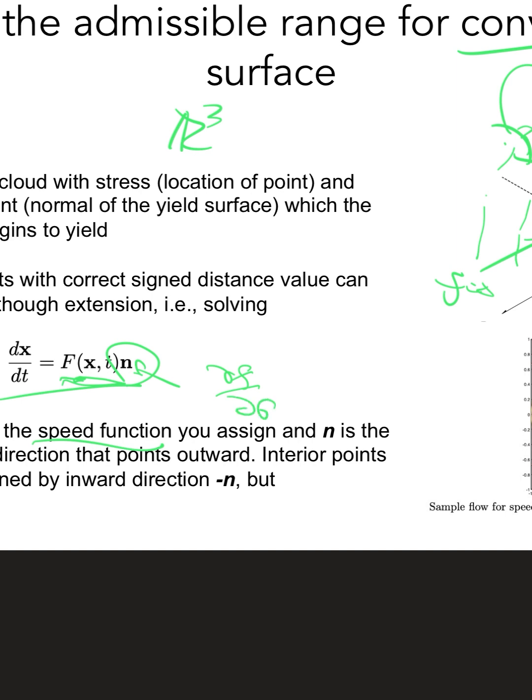Okay, and then I'm going to solve this function. If I'm solving it in finite difference, it's actually not that interesting. If I assign f as a constant, I simply have n. If let's say f is simply 1, then what I would have is that I simply extend the point along the normal vector.